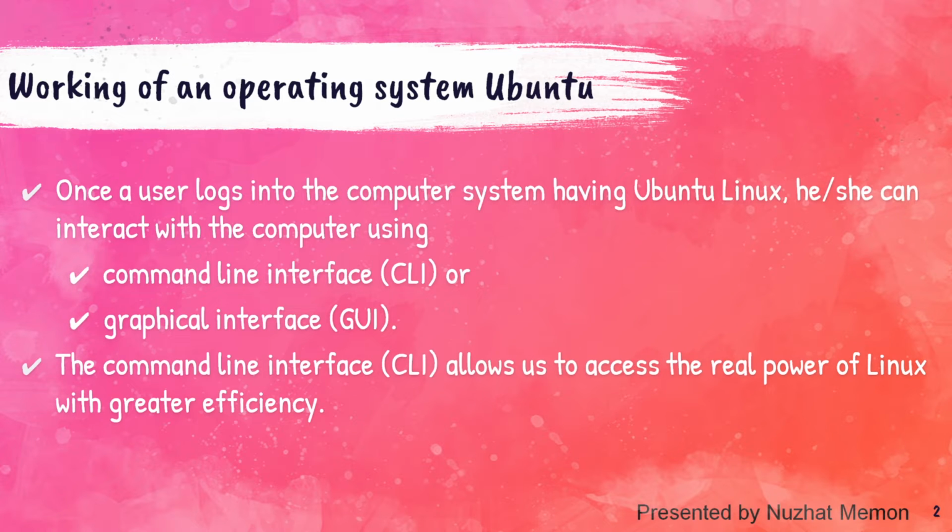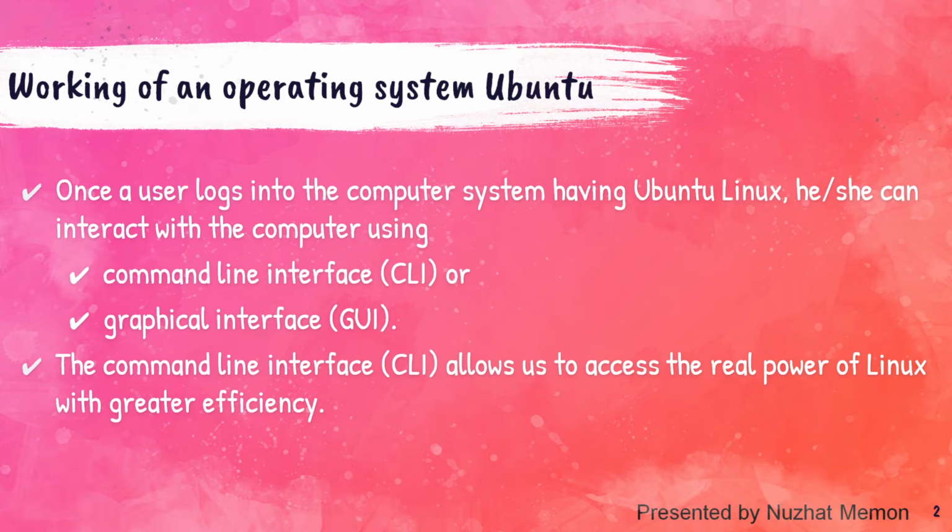Once a user logs into the system having Ubuntu Linux, he or she can interact with the computer using CLI, that is command line interface, or GUI, that is graphical user interface. Here I will explain what is GUI and what is CLI. GUI, as I told you earlier, stands for graphical user interface and CLI stands for command line interface. Both are the interface or medium so that user can interact with the computer.